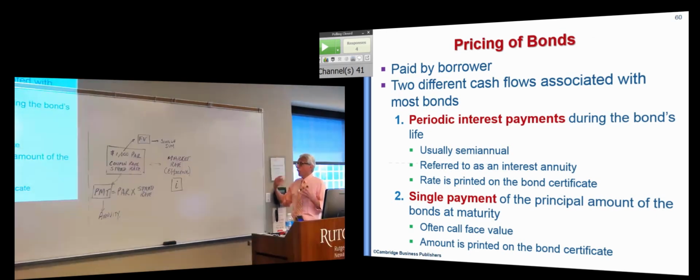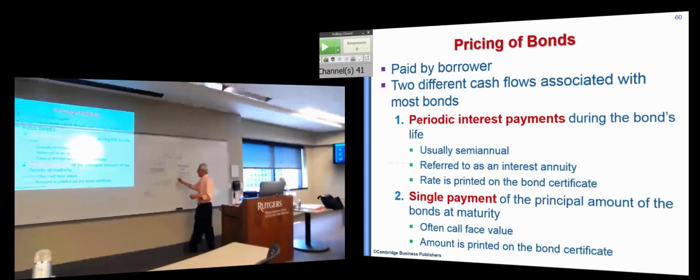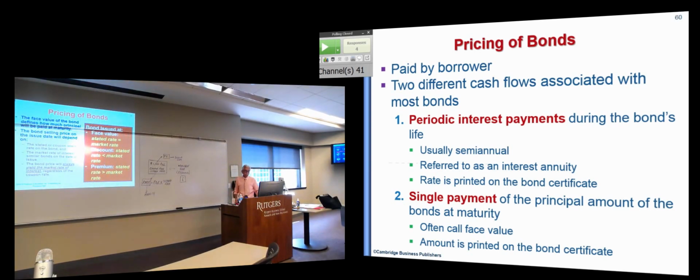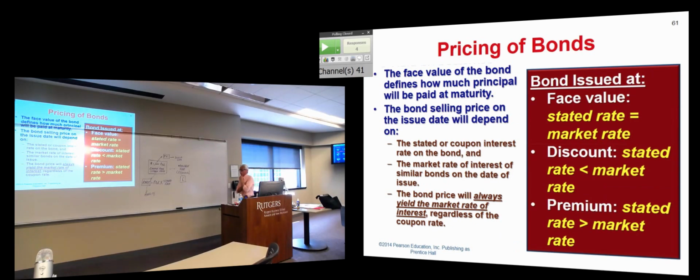Now, what the bond will sell for will depend on the relationship between the market rate and the stated rate. We'll see a lot of examples in just a second. But here's that relationship. Of course, the face value of the bond is fixed at $1,000 or $10,000, whatever the issue is. The stated rate is also fixed on the bond, but the market rate will fluctuate. Now, there is an inverse relationship between bond prices and market rates.